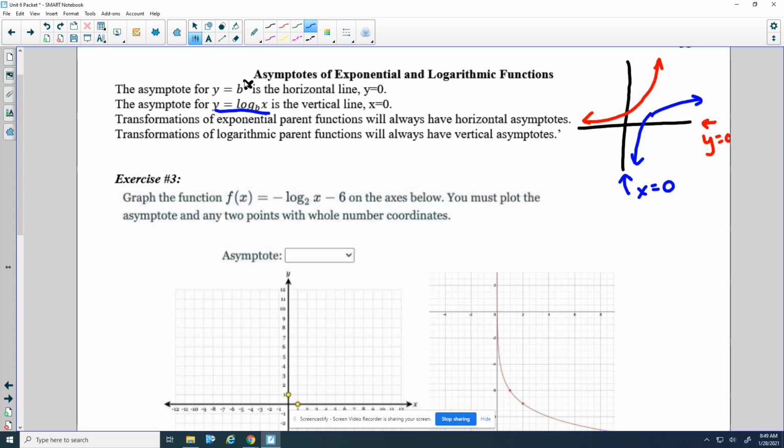So when we do transformations, that asymptote is going to move around if we shift things in certain directions, but no matter what, transformations of exponential parent functions still always have horizontal asymptotes like their parent function. Circle that in red so it's the same color. So this guy here has a horizontal asymptote even if I move him up or down or left or right. And then transformations of logarithmic parent functions always have vertical asymptotes like this, x equals 0. And we'll write those asymptotes in when they move off the axes as dotted lines.